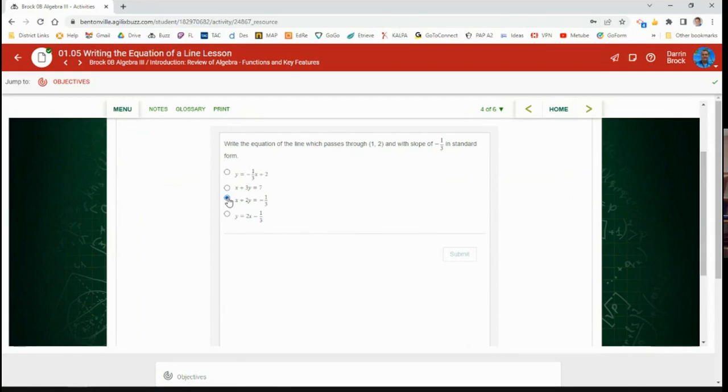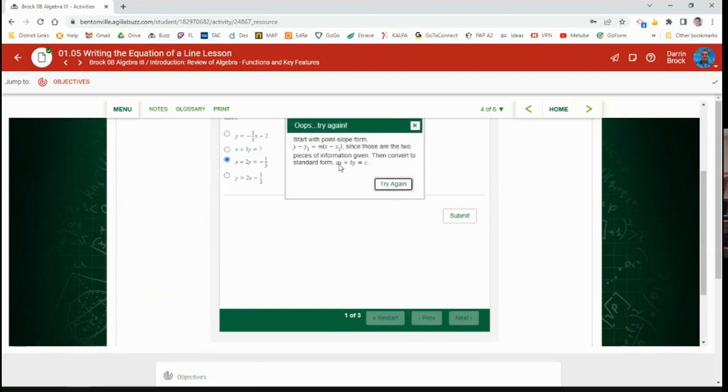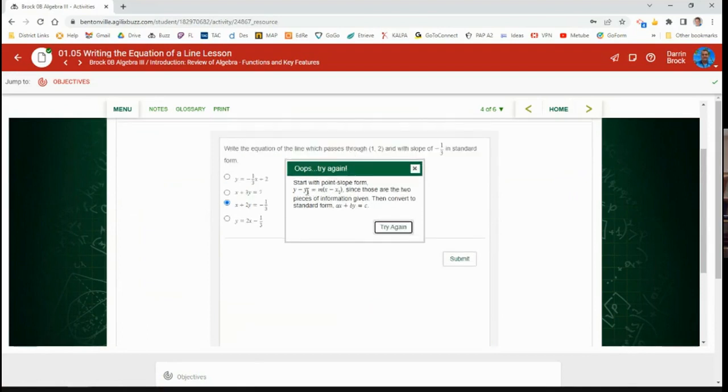If we'd chosen a different one, it won't let me submit it again. Oh, go to the next one. Okay, now I can go back to the previous and submit again. If we chose the wrong one, it'll say, nope, try again. So it tells you what you need to do. Start with the point slope form, since those are the two pieces of information you're given, and then convert it.